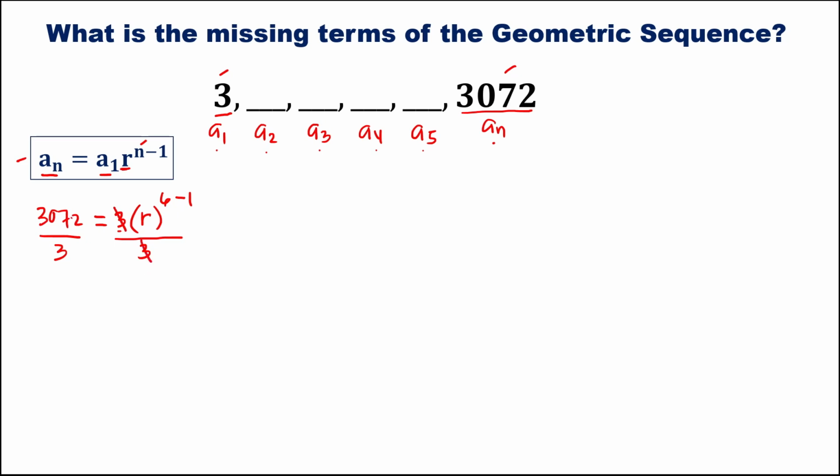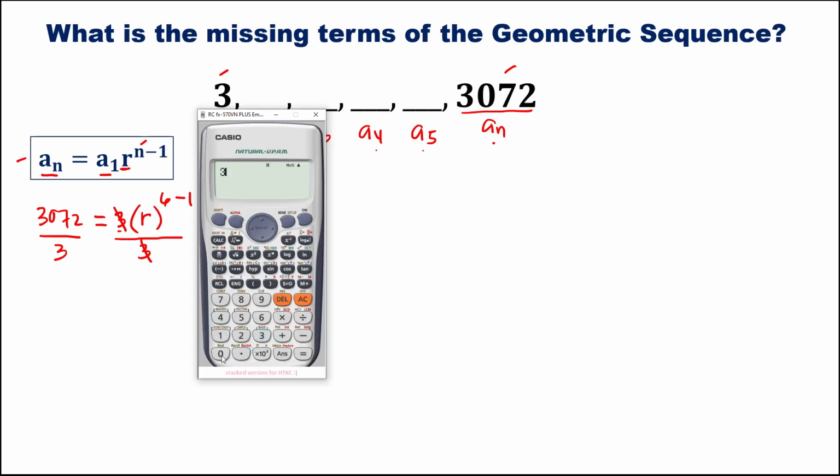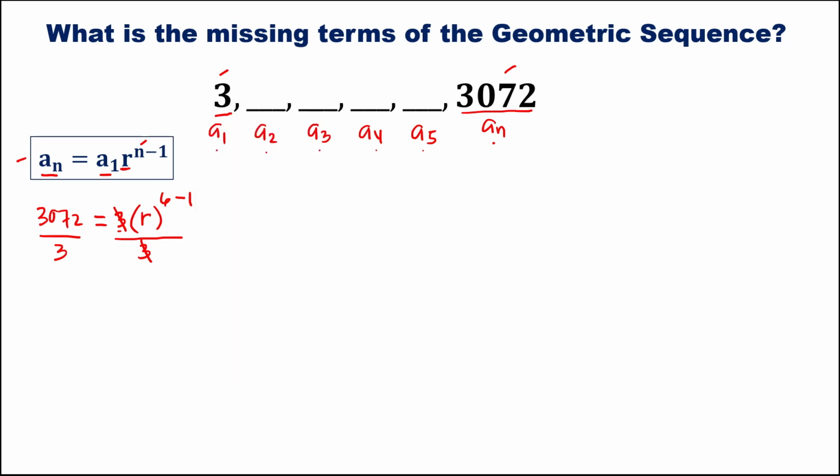So this 3072 divided by 3, that's equal to 1024. So 1024 equals r to the power 5.